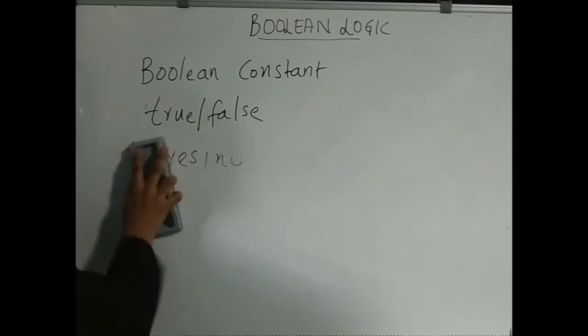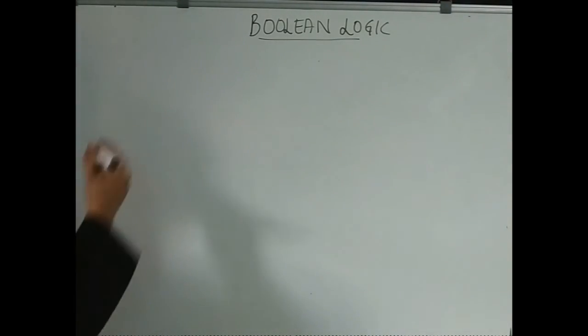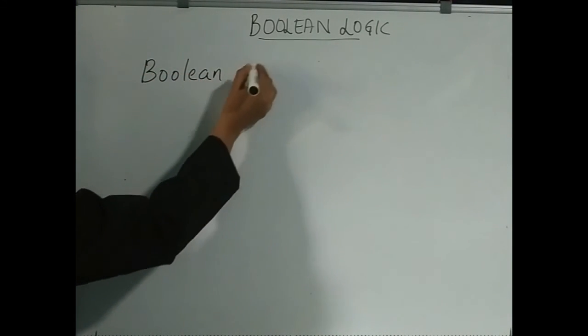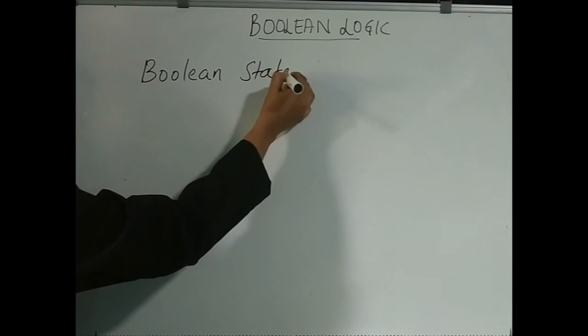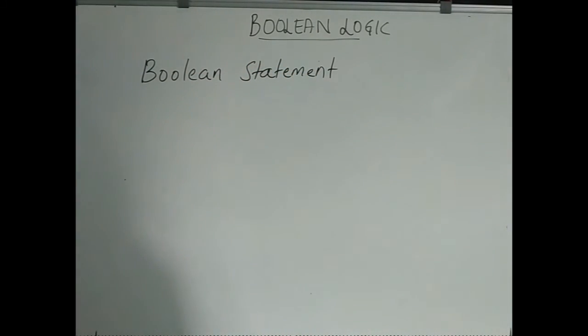Next term is Boolean statement. So what is a Boolean statement? I have already told this. It's also called a proposition or logical statement. That is, if we can evaluate the statement with either true or false, it is called a Boolean statement. For example, we can give one example for this.